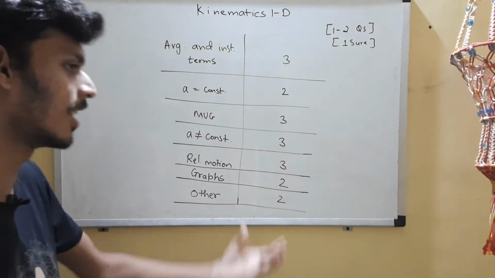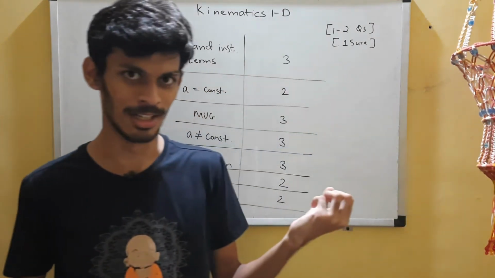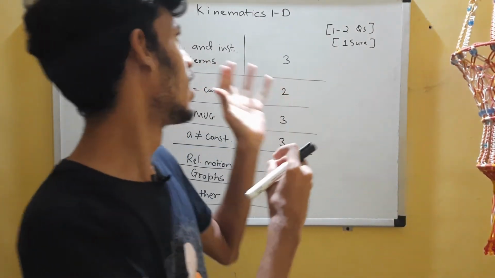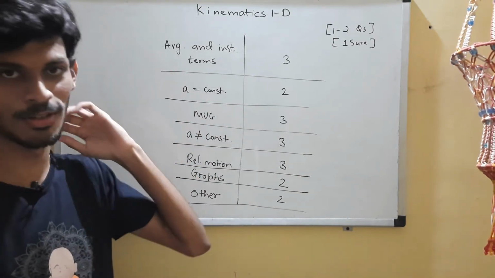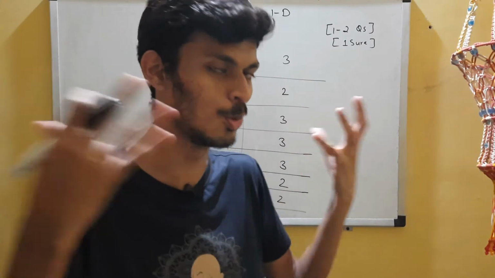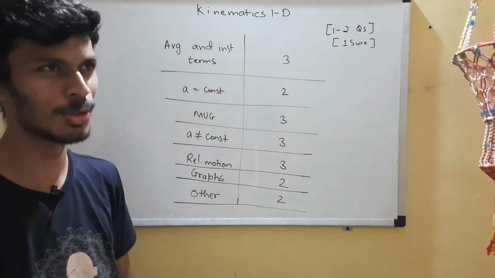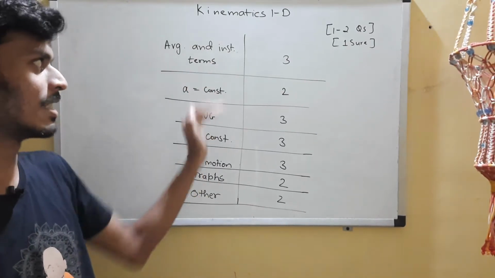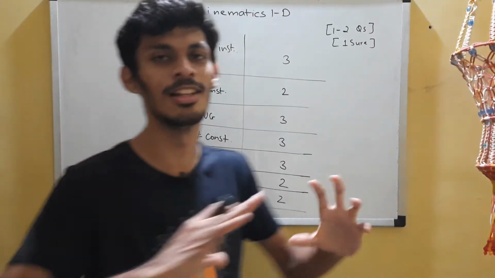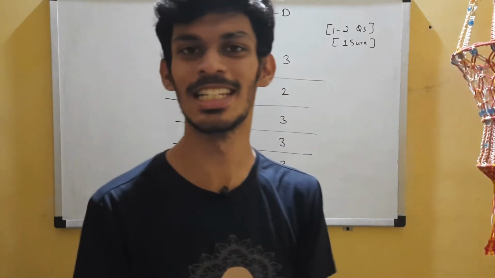Finally we have 'other', which basically means the questions that include logic. Sometimes the questions on kinematics 1D have to be solved using logic. You cannot use the equations of motion every time. Sometimes you do need logic, so those type of questions are kept separately over here, and those type of questions were also asked. We'll discuss every single category of this, and I will make you feel confident to solve such type of questions. And let's get to the questions now.